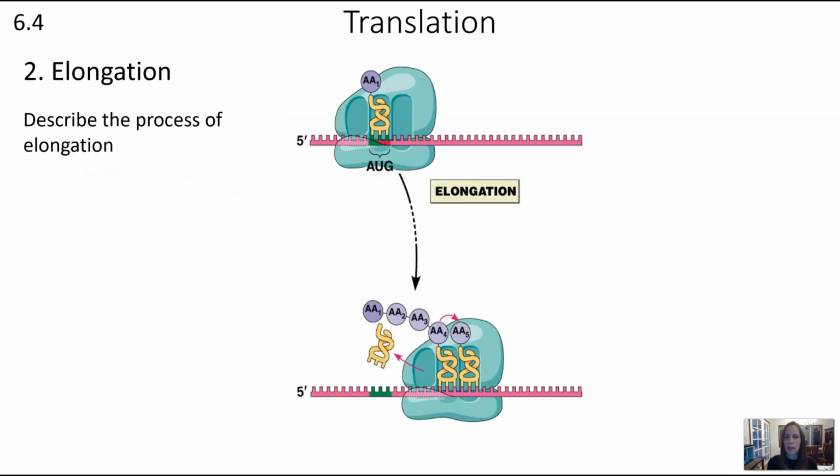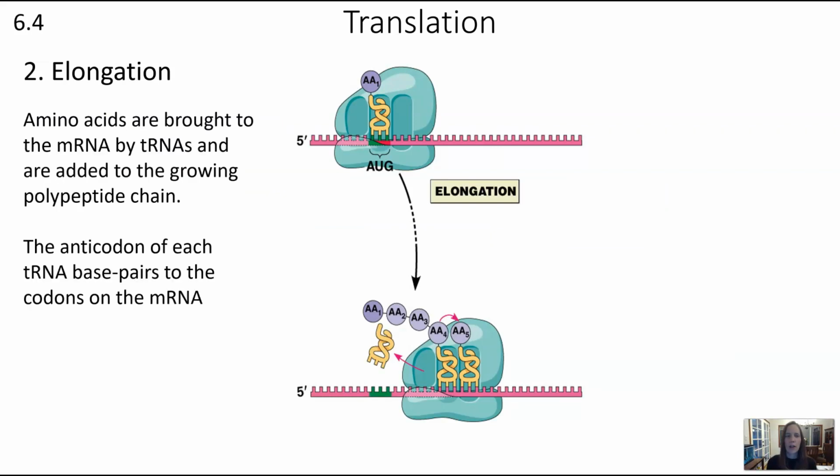Next step is elongation. Take a look at this diagram and describe the process. In elongation, amino acids are brought to the mRNA by tRNAs and are added to the growing polypeptide chain. Again, it's the anticodon of each tRNA that base pairs to the codons on the mRNA. So which amino acid it is depends on what nucleotides are in the codon.